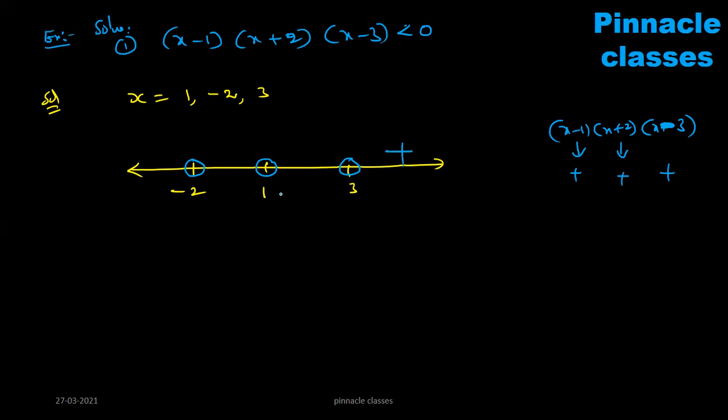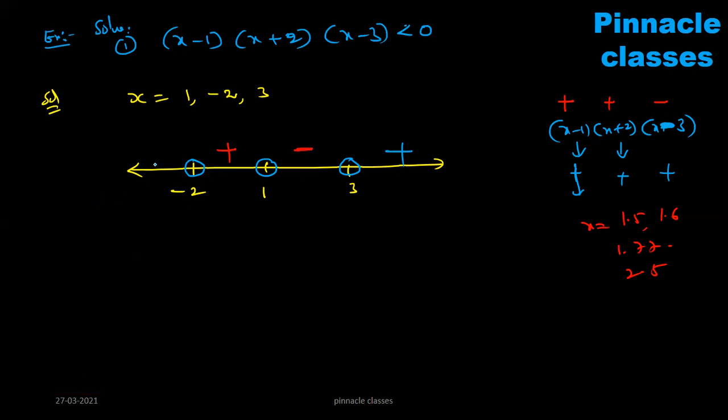Take any one number that lies between 1 and 3. Suppose take 2. 2 means how much? Positive, positive, negative. Finally, output is negative. That is the meaning. Choose any number. If you want, take x is equal to 1.5, 1.6, 1.77. Any number, take 2.5. Whatever it may be, finally product is negative. Choose any one number that lies between -2 and 1. I verify.